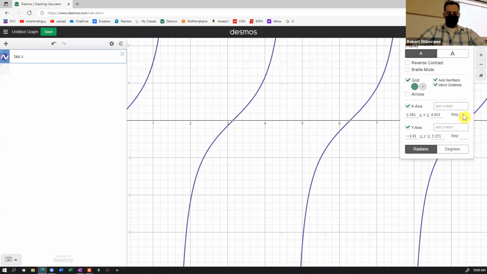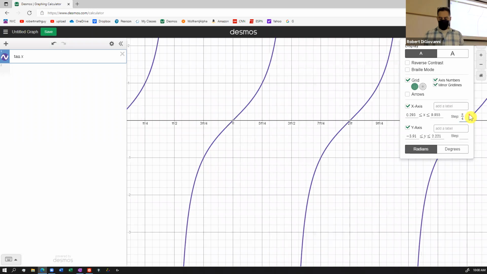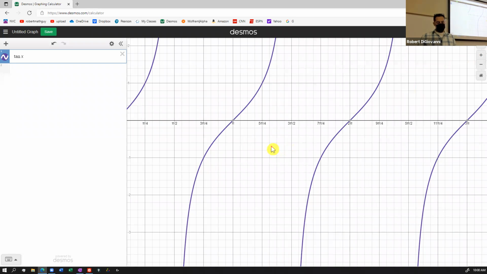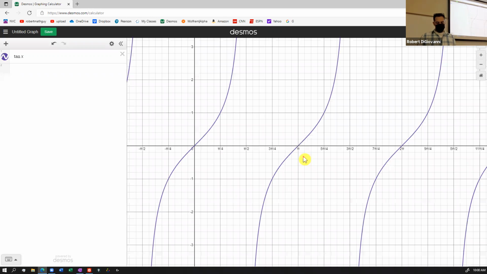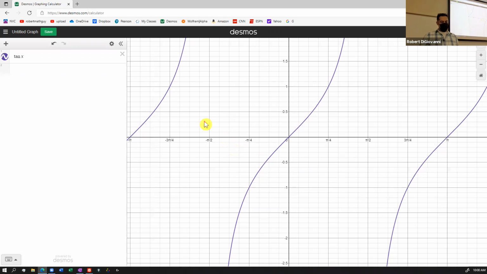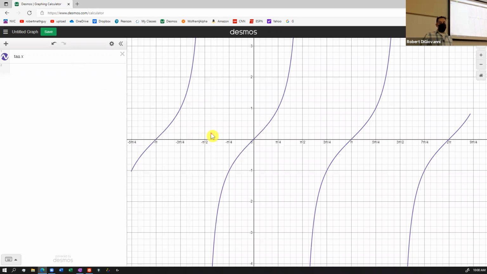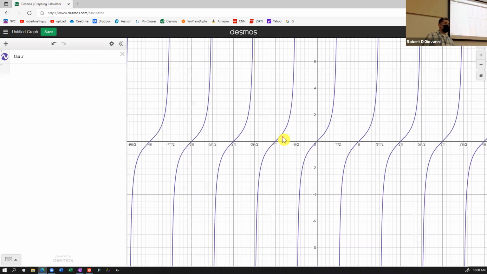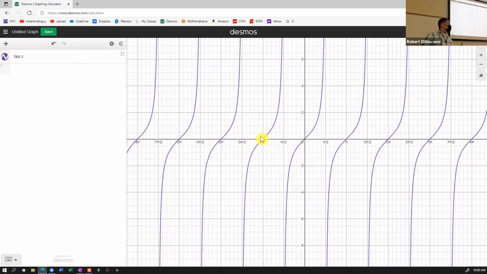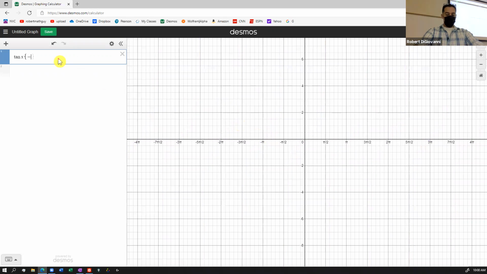Let me zoom out here. Yeah, there we go. So here's tangent, right? That look familiar? That's tangent, not arctangent. If we talk about arctangent, we have to restrict the domain of tangent. And we restrict it between, anyone remember? Negative pi over 2 and pi over 2.